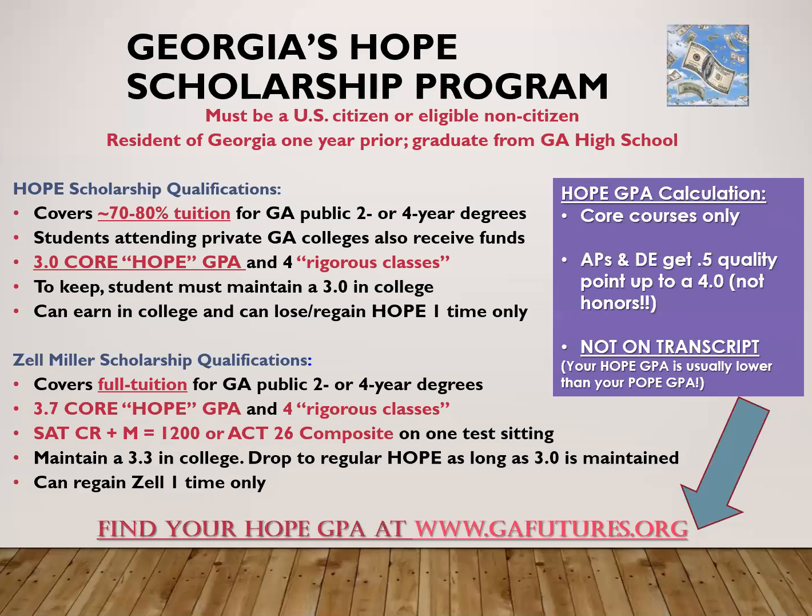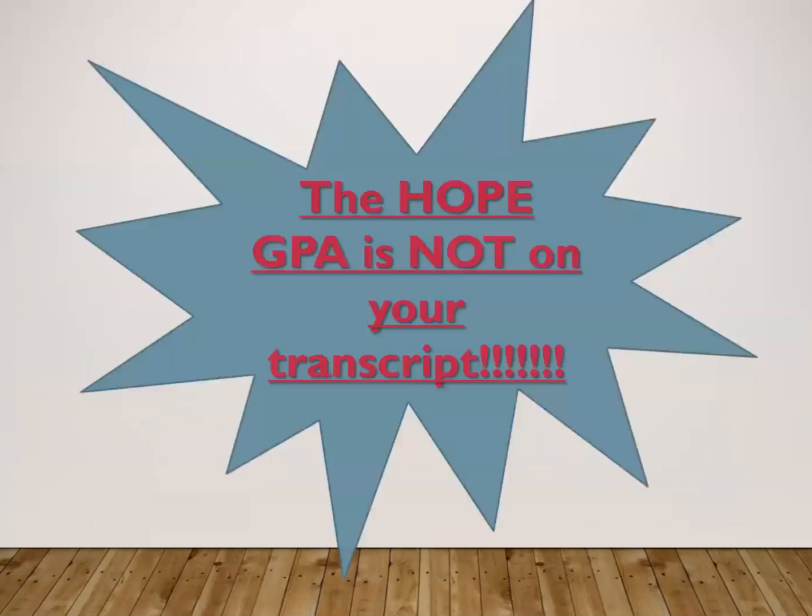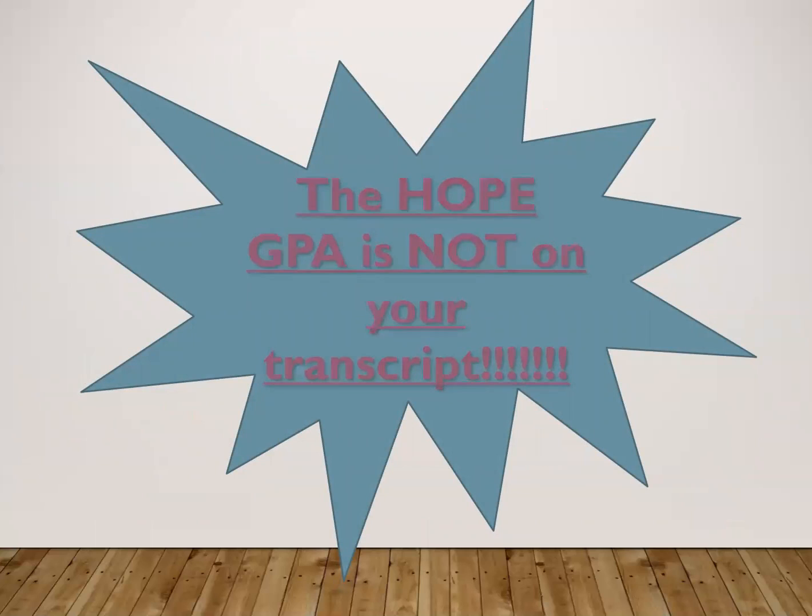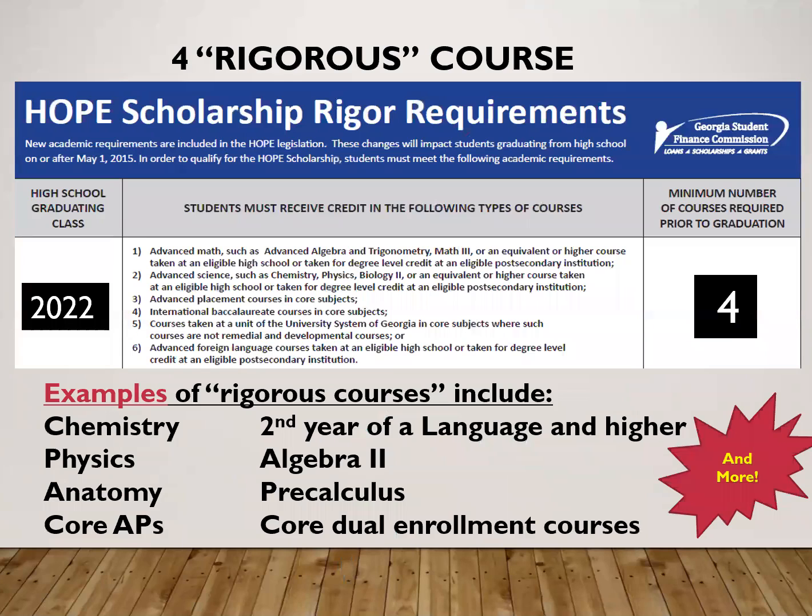You cannot find it on the transcript, right? We talked about that. There's no core GPA on the transcript, so you can only find it at GA Futures, not on your transcript. Tell your parents. Tell your parents. Okay, the rigorous courses, we're talking about courses like chemistry, physics, anatomy, just on level.